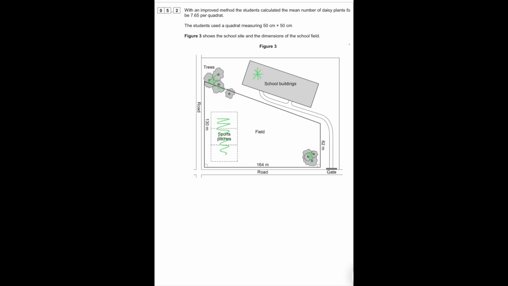We could also have factors like the school mowing the field, which will reduce the number of daisies in the area that's been mowed. We can have things like near the school building, there's going to be more vehicles, so there's going to be more toxins, which again reduces the growth of the daisies around that area.